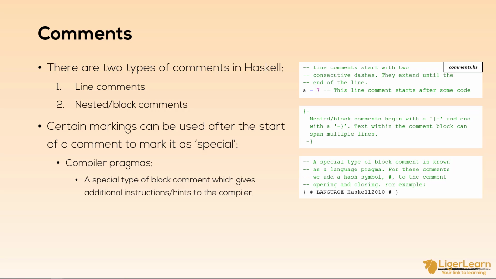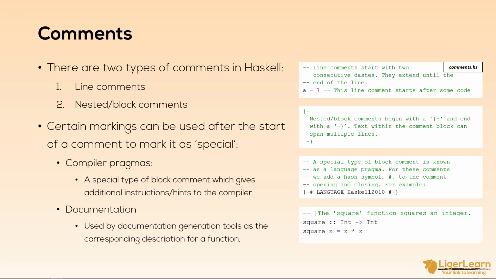Another type of comment you will see is used for documentation purposes. In this case, after a double dash, there is a space and then a pipe, after which there is a description. This type of comment is intended to be used by documentation generation tools as the main text to describe the function. Don't worry if you don't understand the function definition syntax of Square here. We haven't covered defining functions yet. I'm just showing this example to you so you can see the comment style.